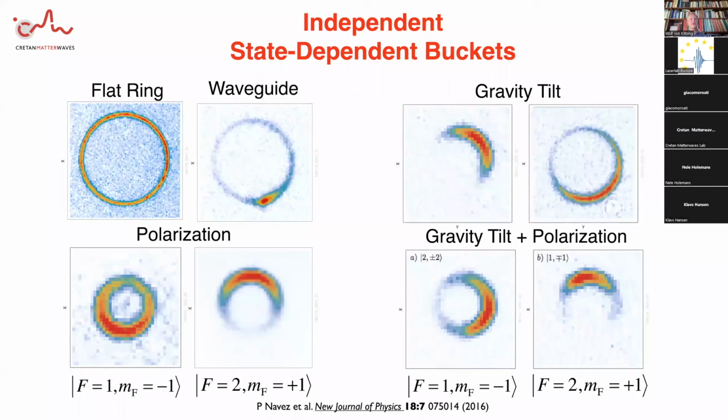And as a matter of fact, we can make all sorts of shapes. So here's a ring, a nice flat ring. Here's a waveguide where we shoot some atoms through there, which leave a comet trail. Then we can tilt the ring a little bit so that the atoms collect on one side only. We can use different spin states, and we can do a lot of manipulation in that. These can be used to make an interferometer in the ring, and we've demonstrated this interferometer in the shell trap already. So what can we do with that?